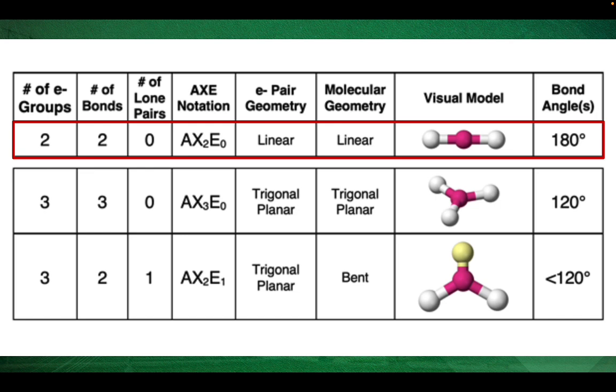Next, we go to electron group 3. You can have 2 types: 3 bonds and 0 lone pairs, that is a trigonal planar. However, you can also have 2 bonds and 1 lone pair. That's 2 plus 1 equals 3. That's why it's under electron group 3. So the AXE notation would be AX2E1. The molecular geometry is a bent shape.